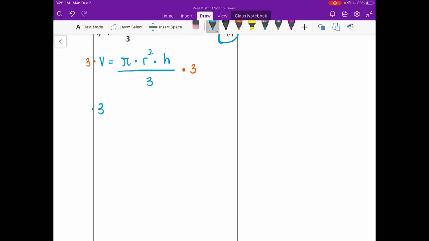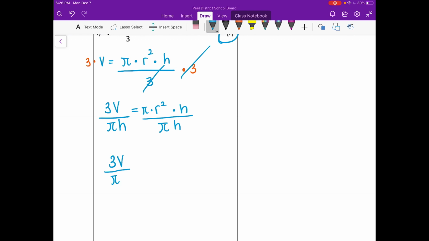So I'm left with 3v. I'm just going to leave it as a 3v because I like it that way. 3v is equal to pi times r squared times h. So these cancel each other out. Right? Now, I want to get rid of the h and the pi. So they're both being multiplied by r squared. So I can get rid of it like this. I can just divide by pi and h. And I can do the same thing here. I can divide by pi and h. So then I'm left with 3v over pi times h equals r squared.